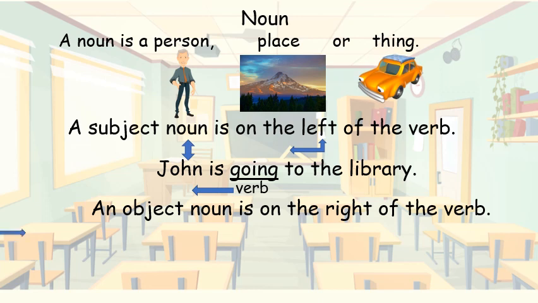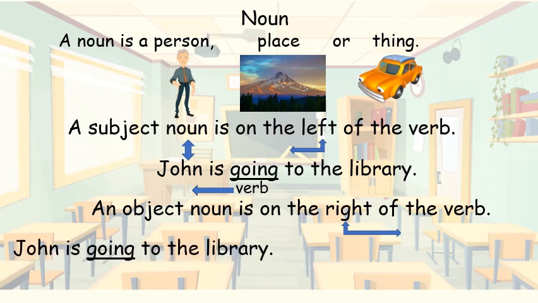An object noun is on the right of the verb. John is going to the library. Going is the verb. To the right of the verb is the place, a library. The library is an object noun.